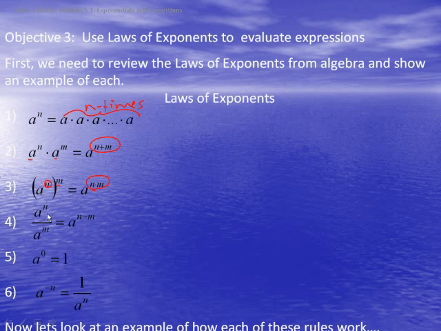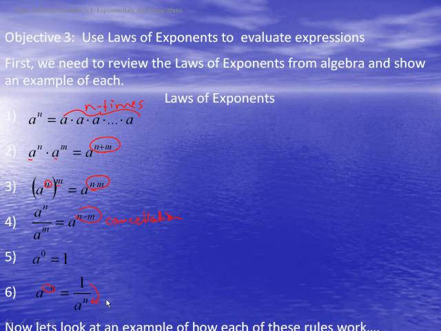Notice that in division, if you get a to the n over a to the m, notice the bases are the same, then you can subtract them. This law can also be called the cancellation law. Anything to the 0 power is automatically equal to 1. And if you've got a to the negative n, the negative exponent simply means that you can drop it to the bottom, or if it's on the bottom, you can take it to the top.